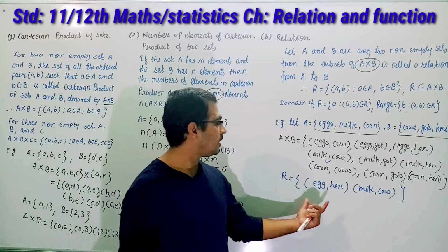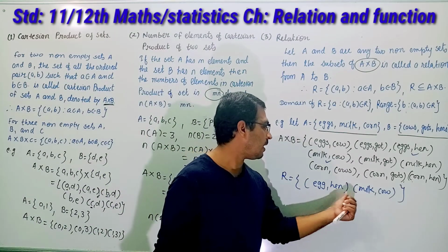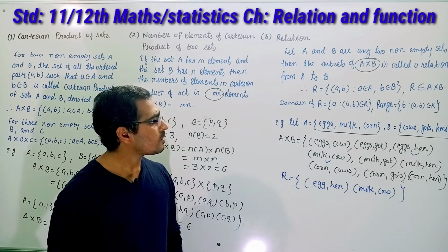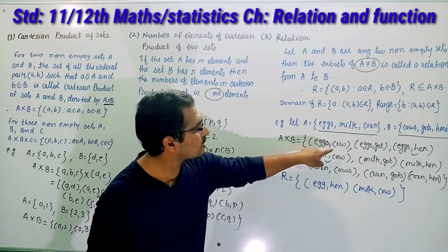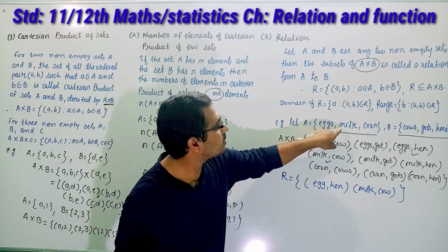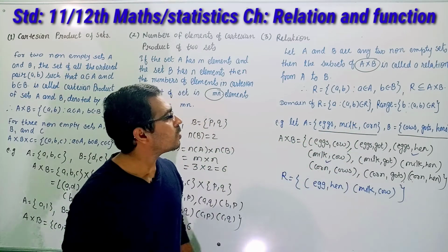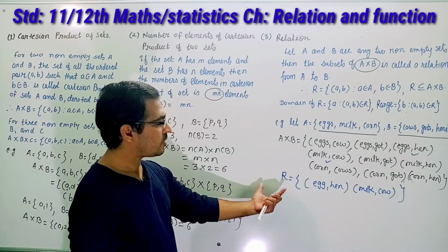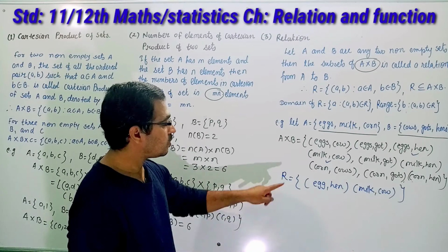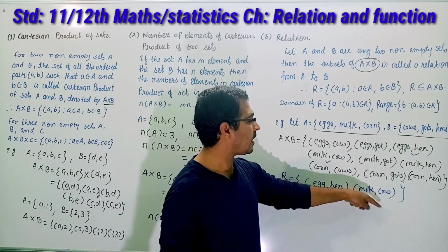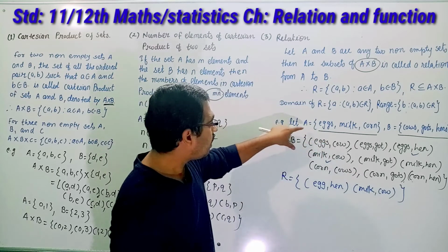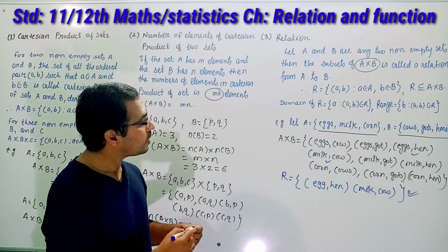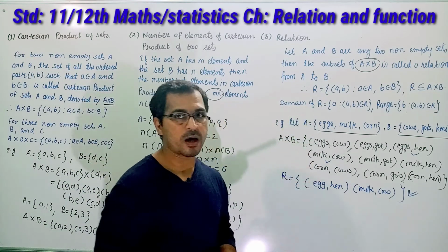Otherwise, suppose we are taking these two only: egg, hen and milk, cow. Otherwise there are egg, cow, egg, milk, corn; we can take another, corn and goat, or corn and hen. Only, students, we are taking these two relations. So this egg and hen, milk and cow, these ordered pairs come from where? A cross B.